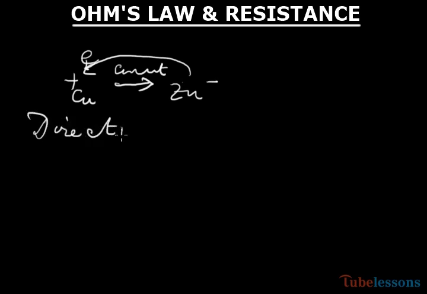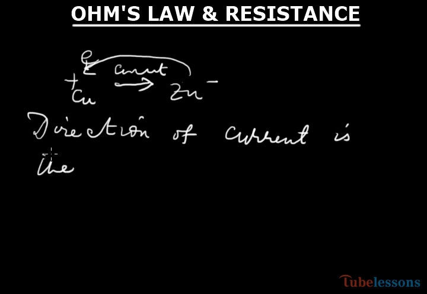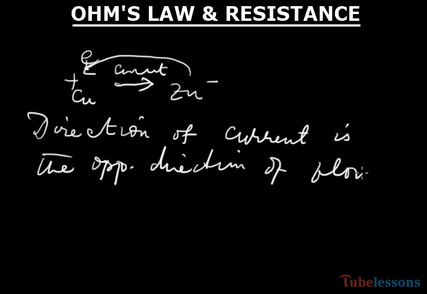The direction of current is the opposite direction of the flow of electrons. So it is a convention that current flows in that direction, that is, the opposite direction of the flow of electrons.